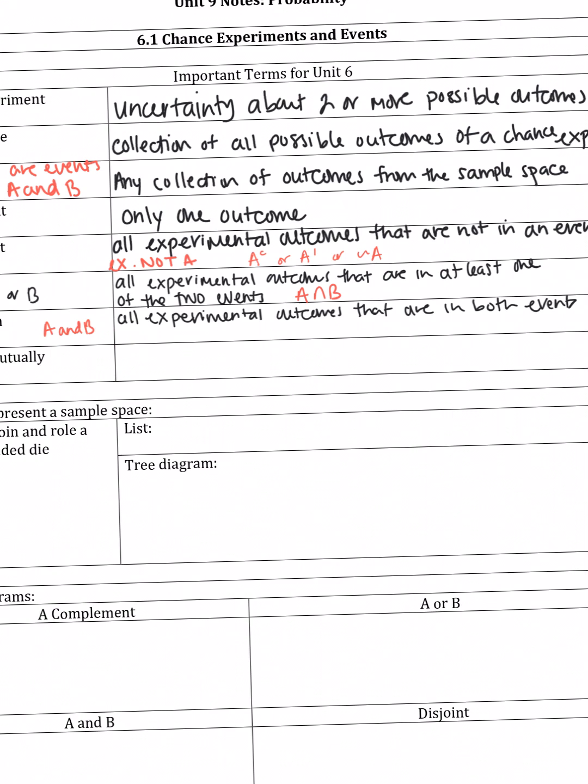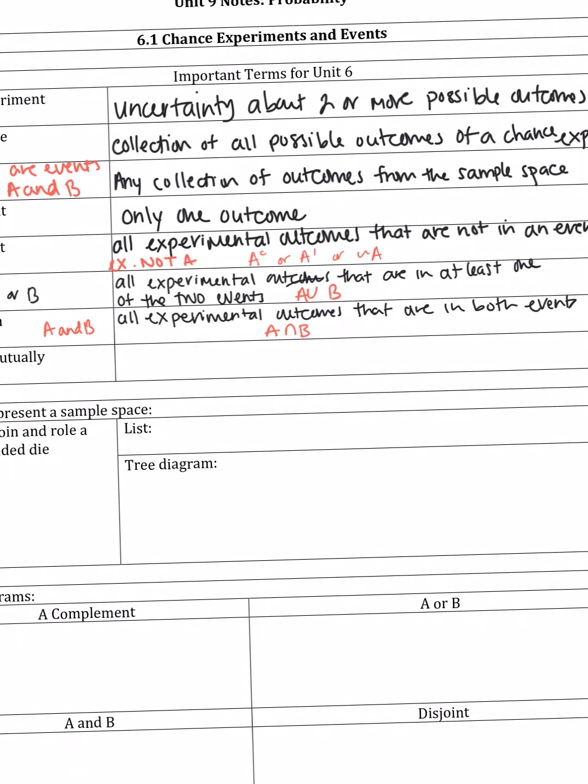Above I said union needs to be a little upside down U, and then I wrote the wrong one. This is A or B, a little upside down U, and intersection is A and B. This is upside down U, this is a regular U. It's late, I guess.